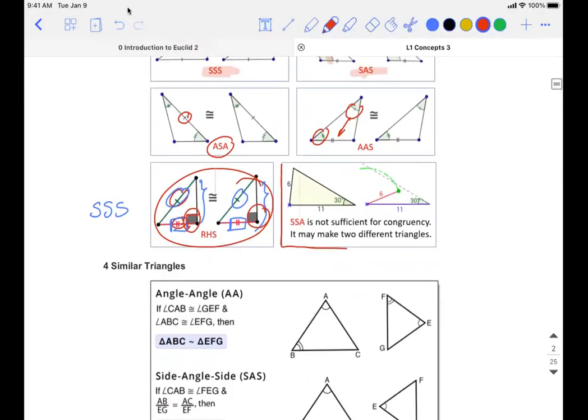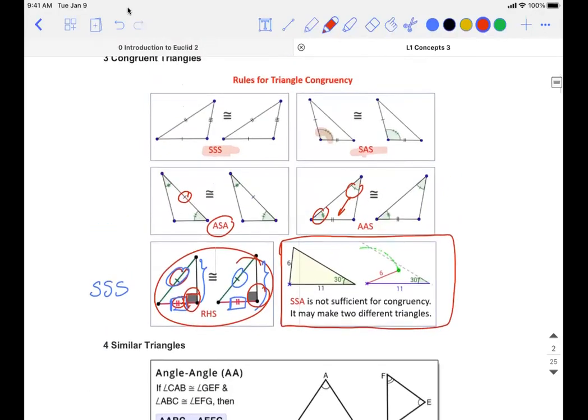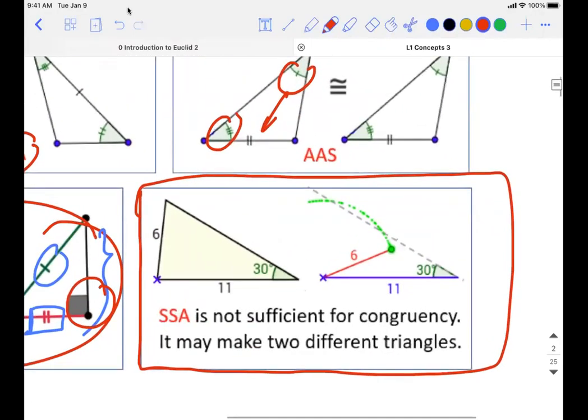Here is something that I need to emphasize. I think everyone knows already why we have the SAS, ASA, AAS, but we never have the SSA. Can we have two sides and the opposite angle of one side being the same? So this is the explanation. Let's say when you have this side and this side the same, no problem. You have this angle 30 degrees, no problem. And you have another side 6 here.